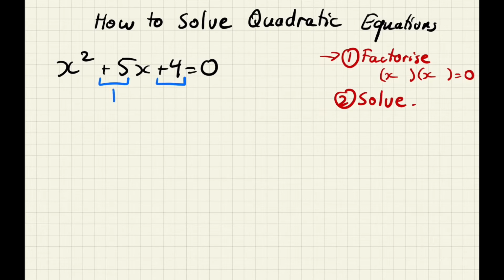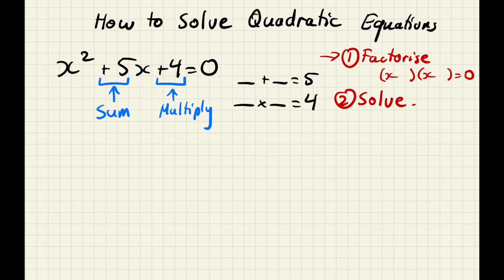We need to find two numbers. Those numbers need to add to 5, and the same two numbers need to multiply to give us 4. Just to crystallize that a bit more, two numbers need to add to give 5, and those same two numbers need to multiply to give 4. Immediately we can see that our answer is going to be 1 and 4, because 1 plus 4 is going to equal 5, and 1 multiplied by 4 is going to give us 4.